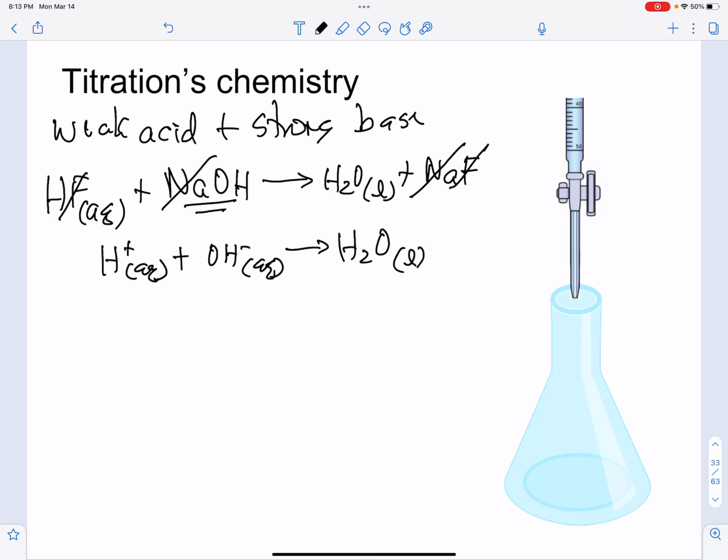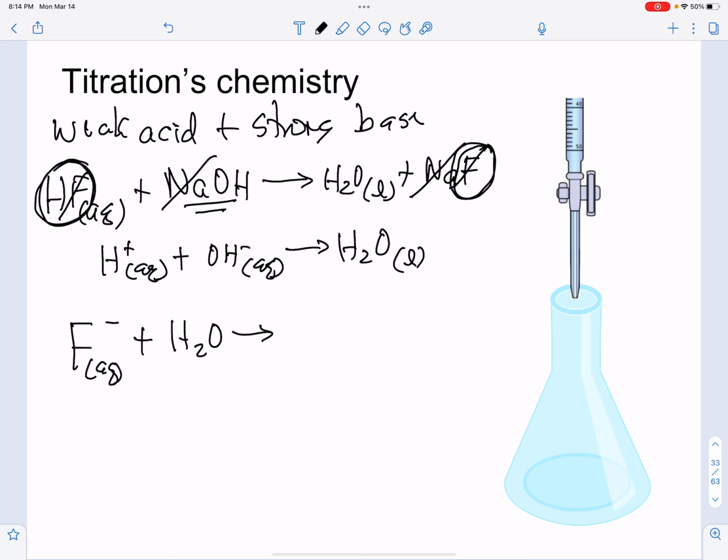Well, this is different because this acid created a conjugate base. So now this is present in there. And because that is in there, that will react with the water, creating hydrofluoric acid and hydroxide. But hydrofluoric acid, the one you just created, is a weak acid, so this will actually establish an equilibrium.